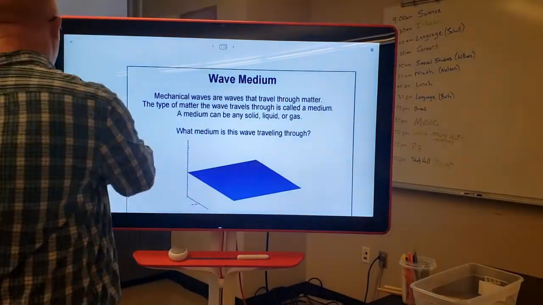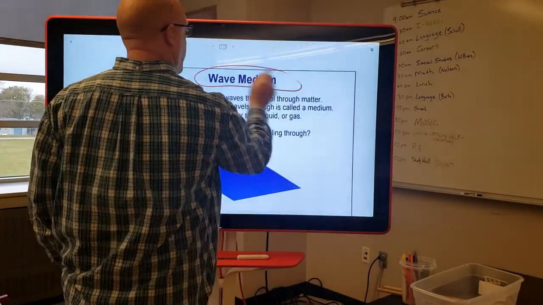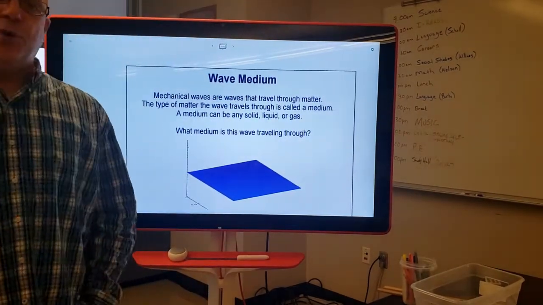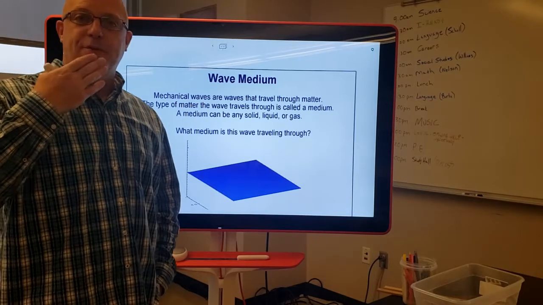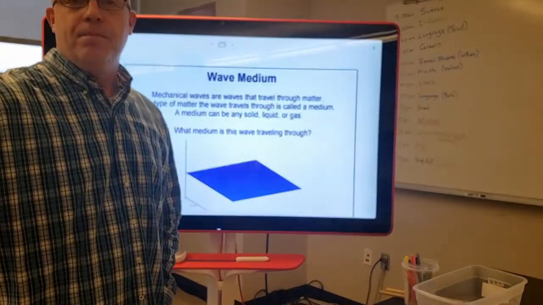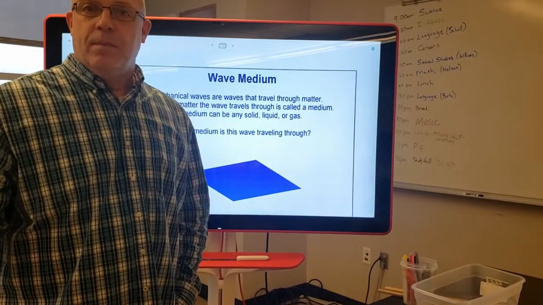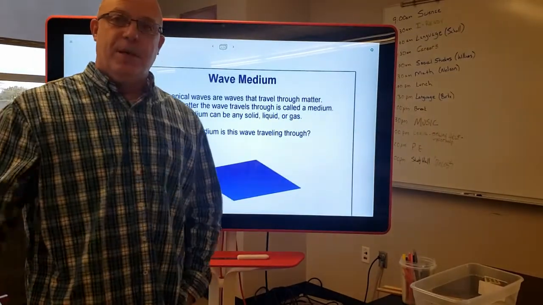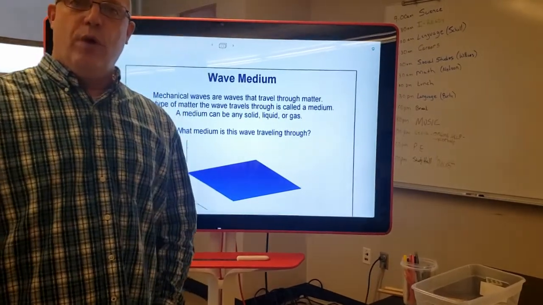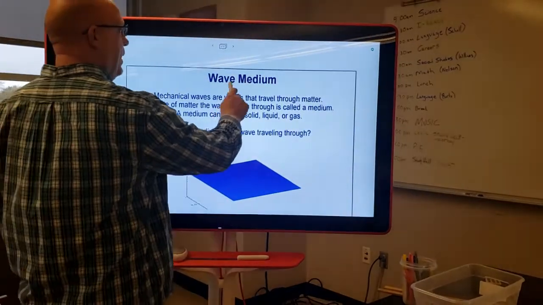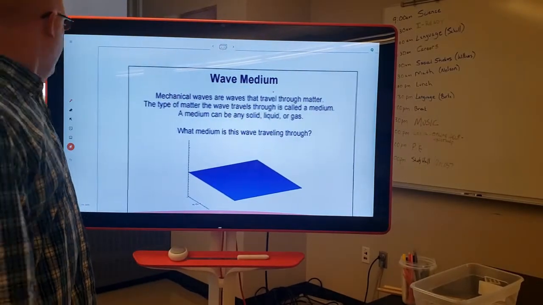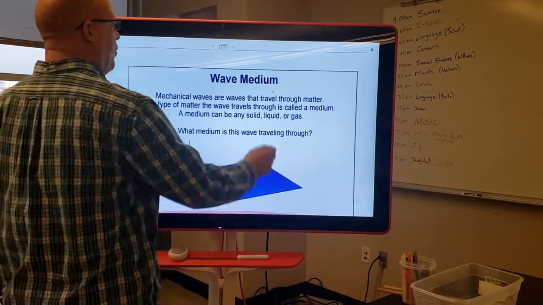Now, another word we've got to talk about here is the wave medium. The wave medium is the material in which it travels. For instance, sound waves go from my mouth to your ears. What are they traveling in? Air. A water wave, the medium is water because the wave is moving through the water. That's all that medium means. It just means what is it traveling through? And if you know what it's traveling through, we're usually pretty good.